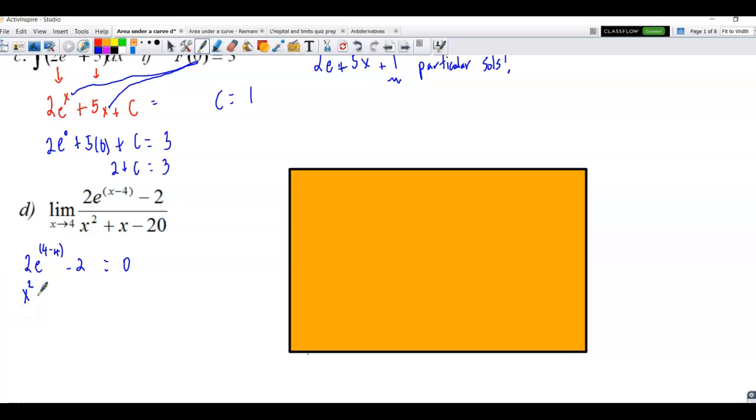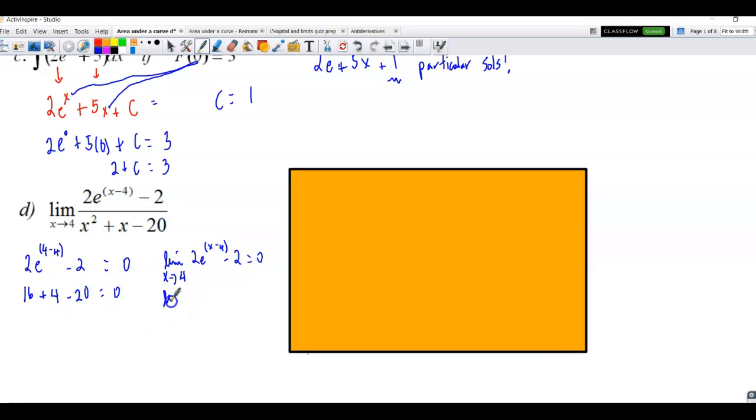Whoops, I'm substituting 4. So the limit, let me write this up correctly. The limit as x approaches 4 of 2e to the x minus 4 minus 2 is equal to 0. And let's check out the denominator because I think I'm going towards L'Hopital. So 4 squared is 16 plus 4 minus 20, that's equal to 0.